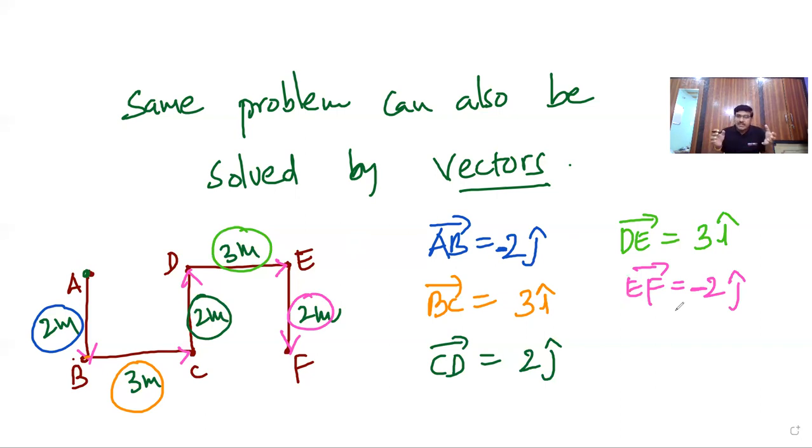How to represent a vector? Magnitude into its unit vector. If it is positive axis, positive sign. If it is toward the negative axis, negative sign. Clear? These are the vectorial form. Okay? Vectorial. Understood? Now, observe.